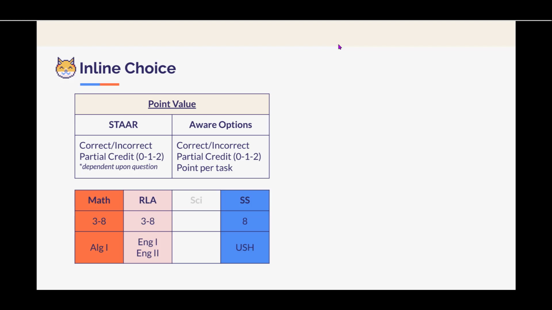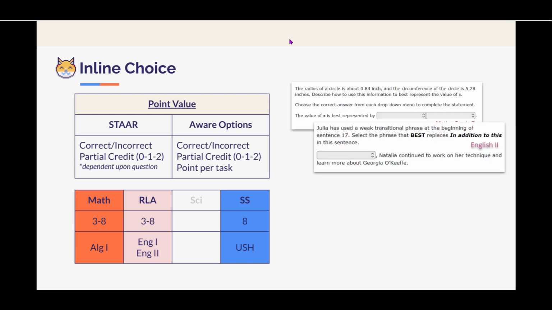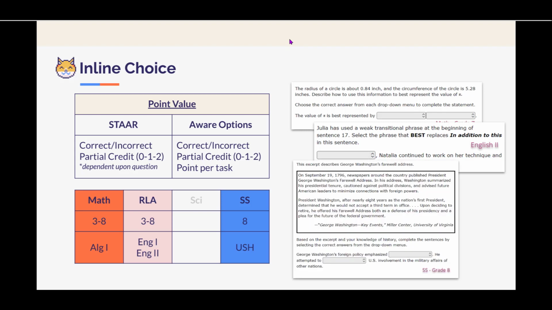As for content areas and grade levels, you will see this pretty much everywhere except for science, but that is not to say that science can't use this item type. You absolutely can. So here are some examples. In the 7th grade math example, this would be perfect for partial credit scoring. In this English 2 example, this would be great for correct, incorrect. And then this 8th grade social studies example would be another good example for a partial credit question.